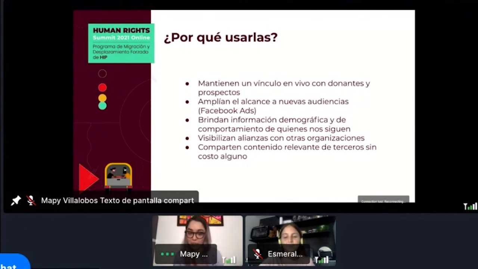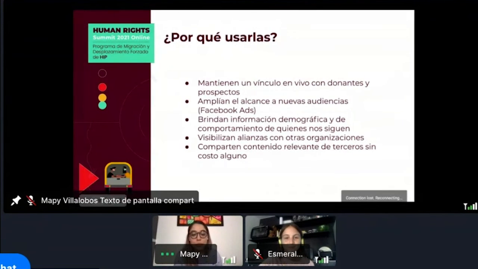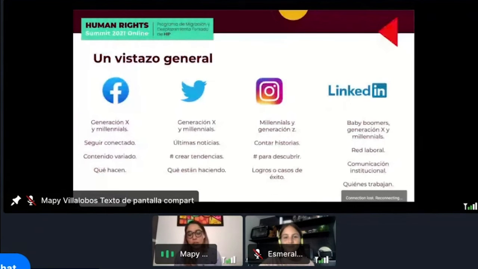And the most important thing is that you can reach so many people from so many different countries, not only people in Mexico, but people from other countries. And this is just an overall view of social networks. These are the most popular ones.